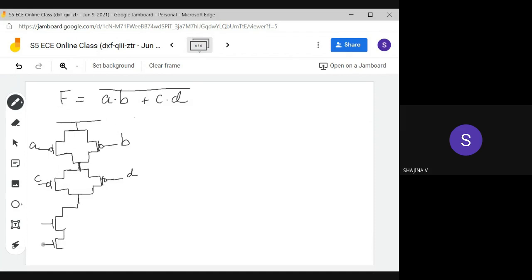Okay. So I have to connect like this. Here also, then plus. In order to make this plus connection, I require a parallel connection. And here, okay. And this is ground.